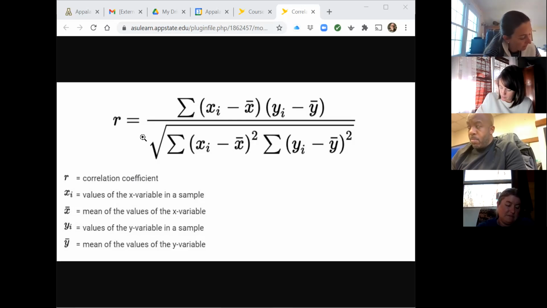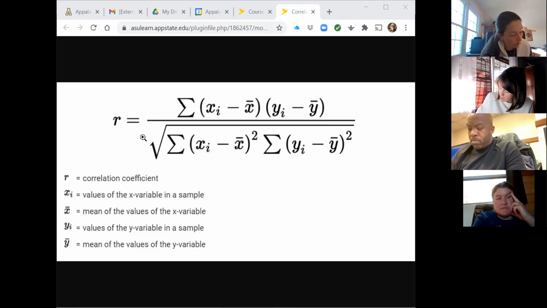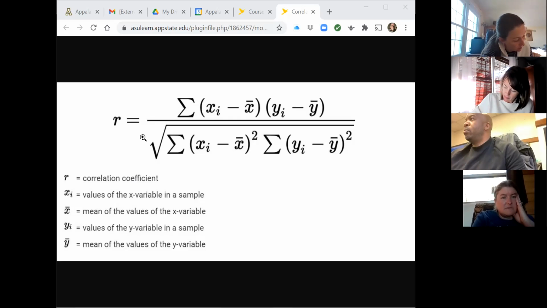Now, R's can be negative and positive. If we started on the high side of the y-axis and drew a 45-degree line coming down to the x-axis, that would be a perfect negative relationship, and that'd be a -1. So all R values fall between 1 and -1.